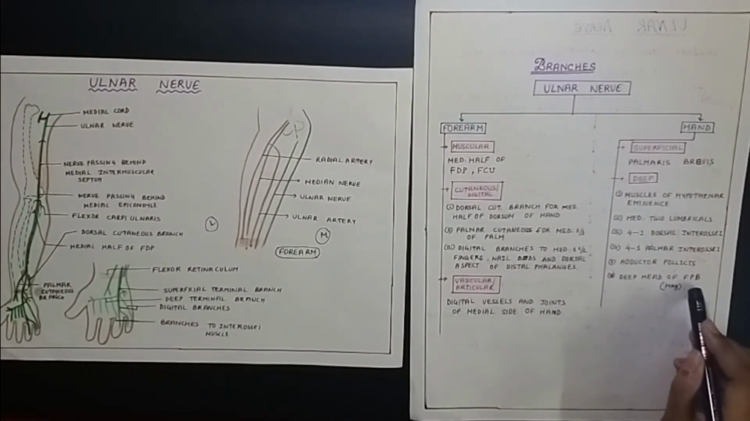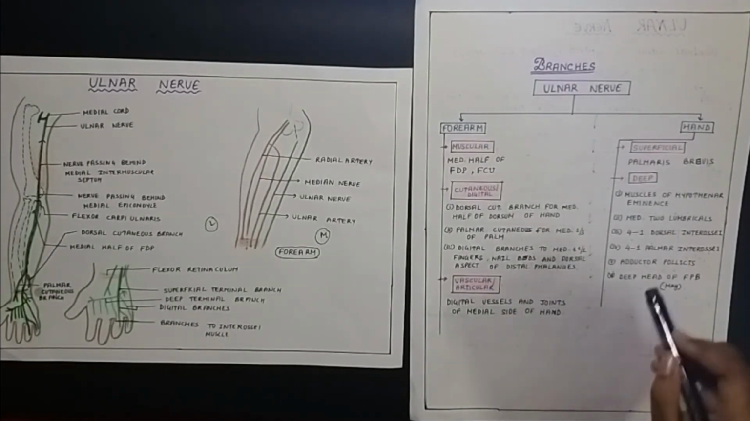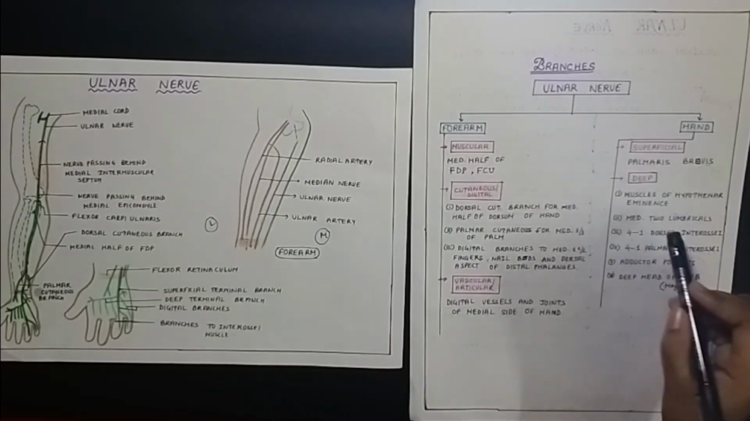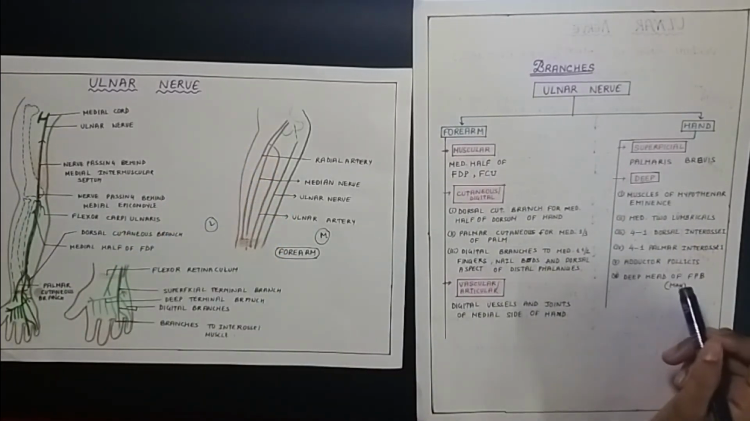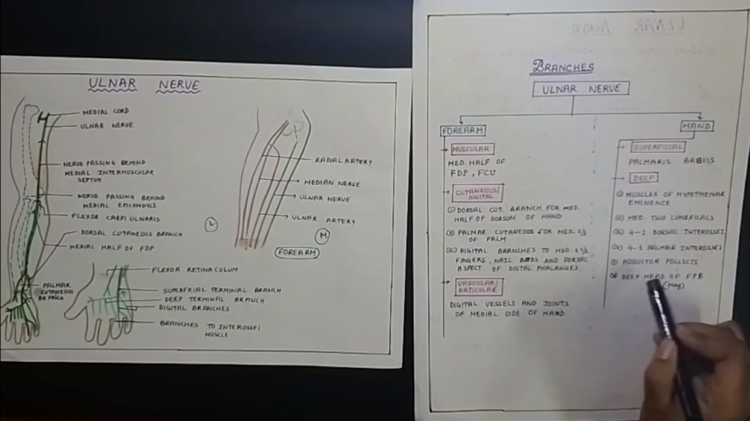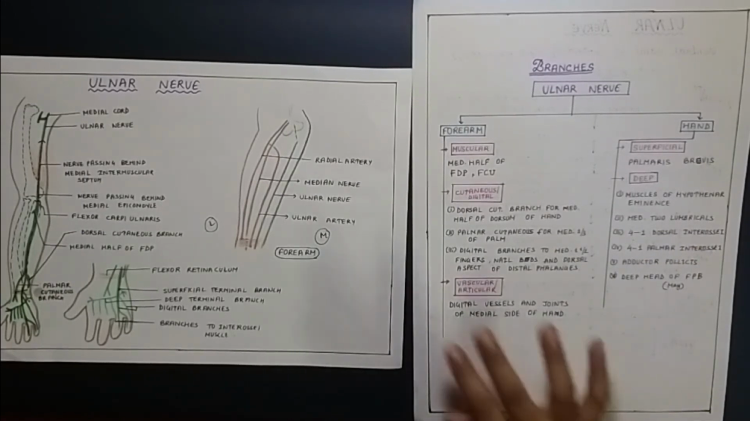Then this one it may give. Okay, it's not that it will give. Some of them you can see that it gives to this muscle also. The deeper branch: muscles of the hypothenar eminences, muscles medial to lumbricals it will give. And next is the 4-1 dorsal interossei, 4-1 palmar interossei, adductor pollicis. Okay, and I will make a video on the interosseous muscles of the hand, don't worry. So these all are the branches.